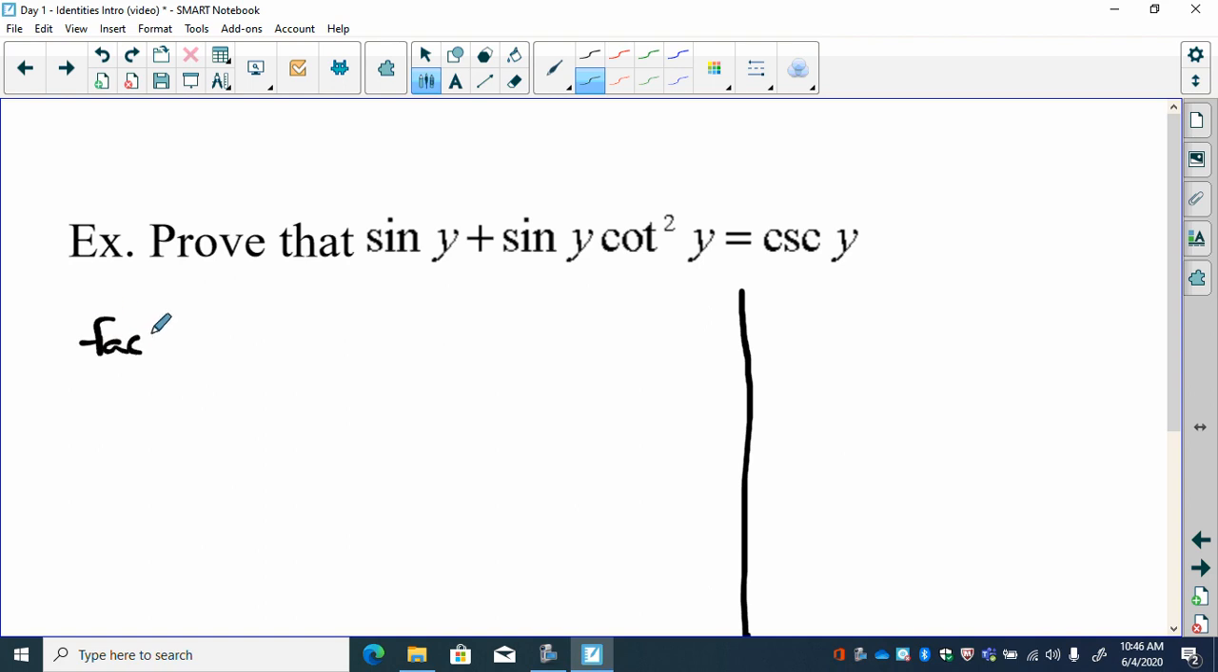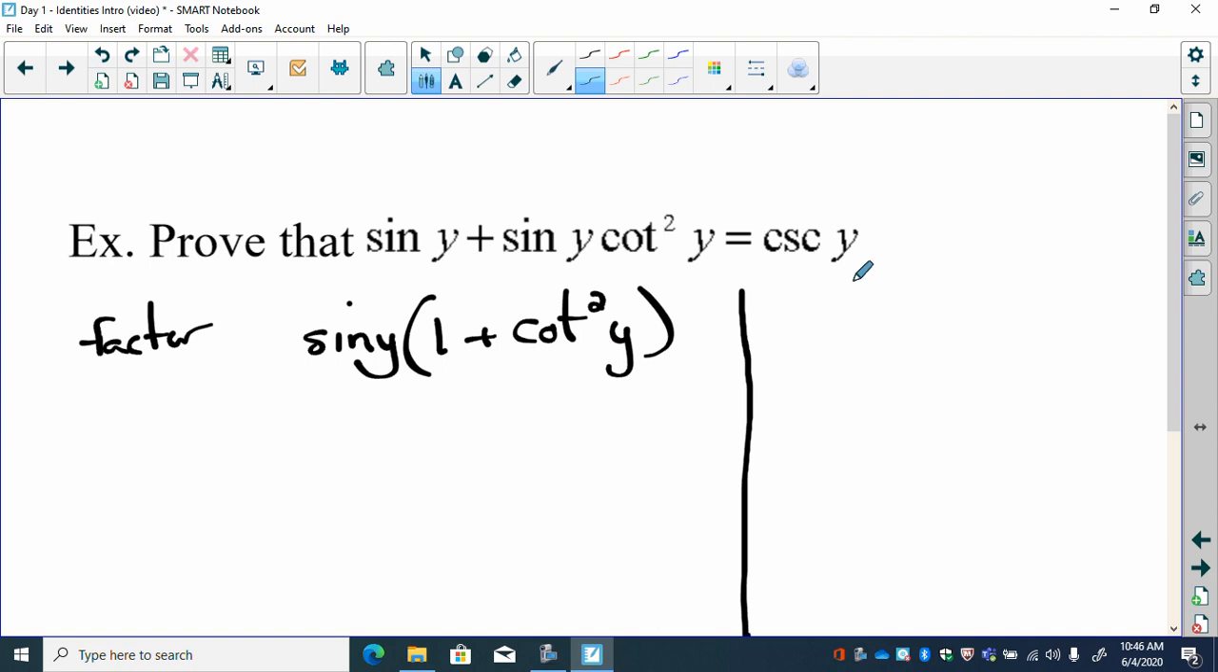I am going to factor out a sine y as a common factor. So I'll write down my common factor sine y. Both of these terms have a sine y. You can see it here and here. I would divide the first term by the common factor. So if I divide sine y by itself, I get a 1. Sine y divided by sine y is 1. Sine y cotangent squared y divided by sine y would give me a positive cotangent squared y.